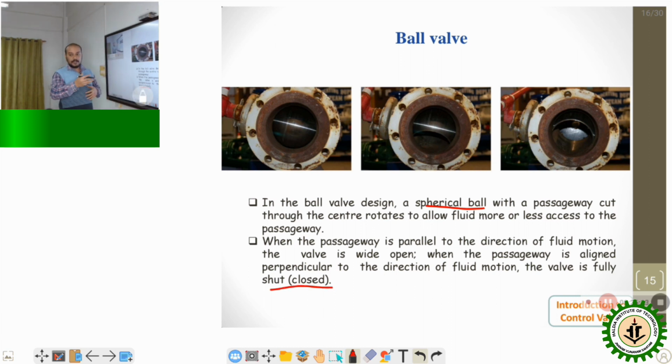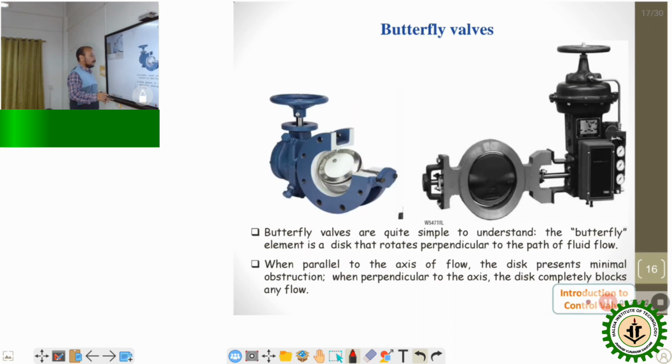So the movement of 90 degrees from one direction to the other will be taken care of by the rotary type of valves. It is nothing but the butterfly valve. The movement of the butterfly valve is again a 90-degree movement, and you are able to make it fully shut off. This is the fully shut off condition right now, and this is what we can say is 50% opening of the valve.